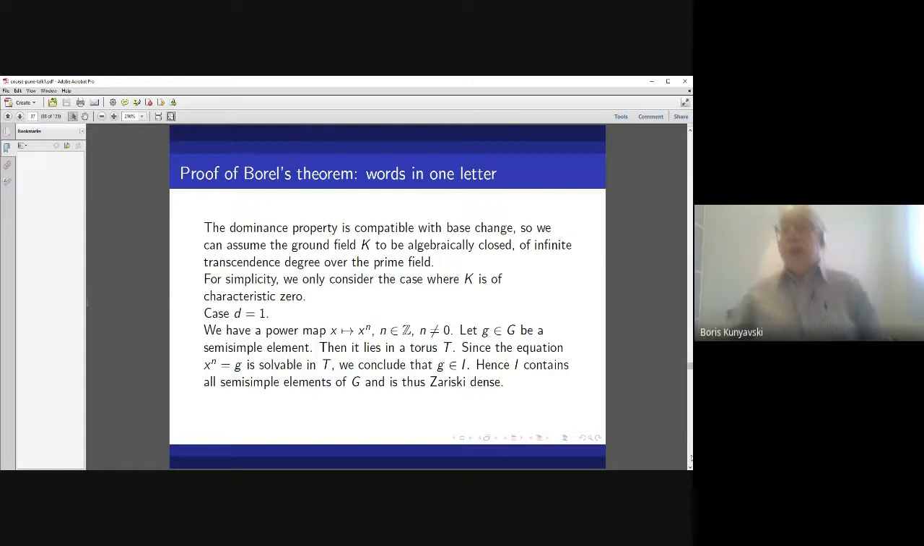So this means that the image contains all semi-simple elements and is thus Zariski dense, yeah? Because it's well known, almost by definition, that semi-simple elements form a Zariski dense subset of T. Semi-simple, I want to remind, means that the matrix is diagonalizable.